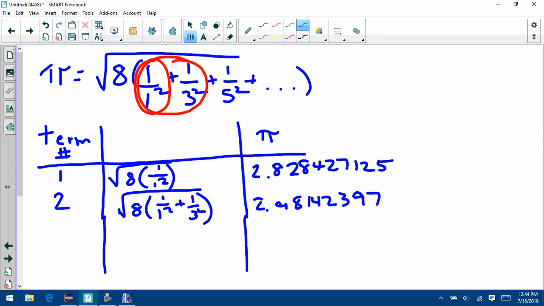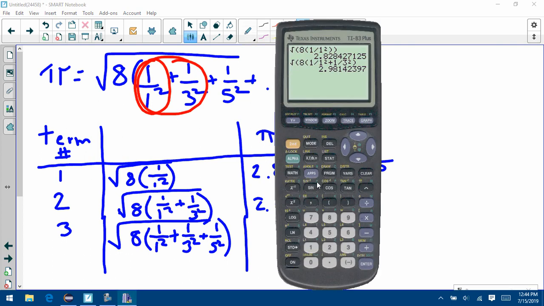Let's do the third term. Calculate everything in the parentheses: 1 over 1 squared plus 1 over 3 squared plus 1 over 5 squared. Get that calculation, multiply it by 8, take the square root. Square root of 8 times 1 over 1 squared plus 1 over 3 squared plus 1 over 5 squared.